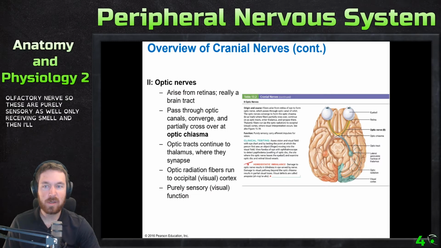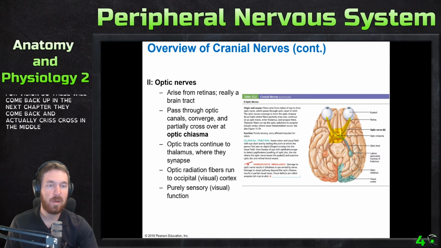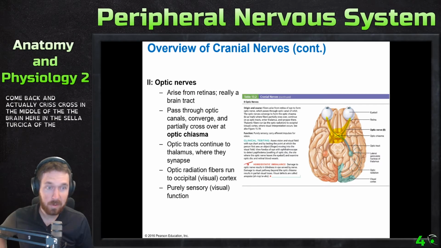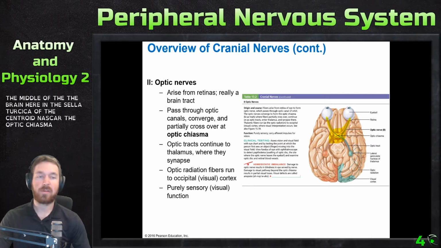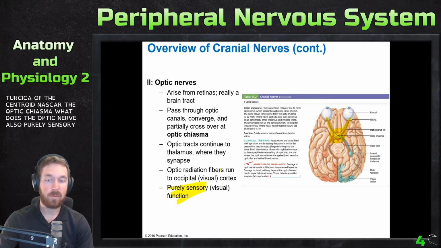And then the optic nerve is for vision. These will come back up in the next chapter. They crisscross in the middle of the brain here in the sella turcica of the sphenoid, and that's called the optic chiasma. It's a little crisscross region. But this is the optic nerve, also purely sensory for visual function.